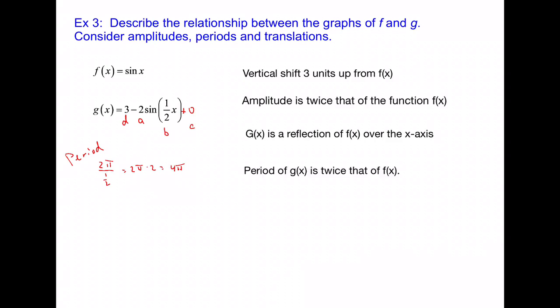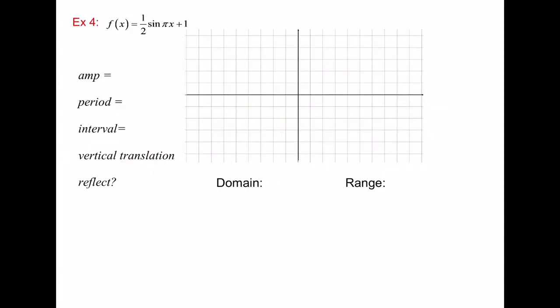So these are describing the differences between the parent function and the new function g of x. Once again, you're comparing the amplitudes, the periods, and the translations. And I have one more example if you want to watch. It's going to be, once again, one more graphing if you're still needing a little bit more help.